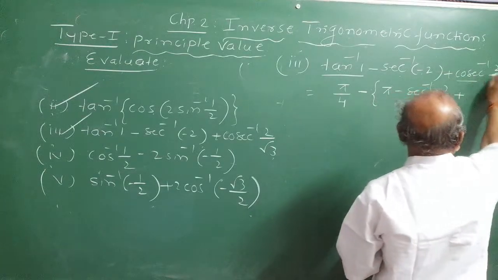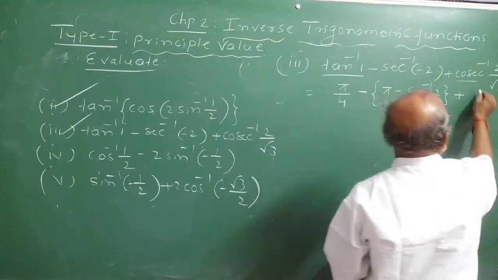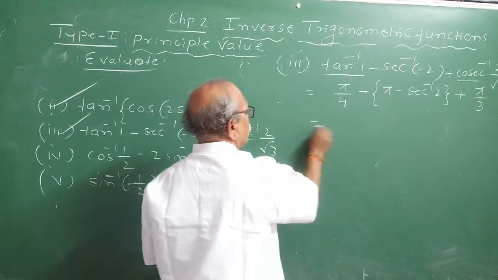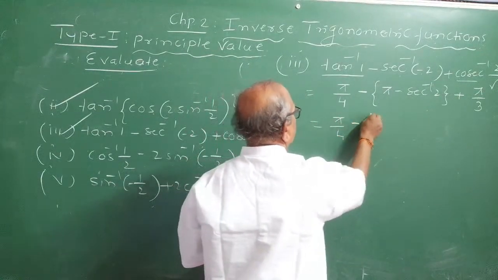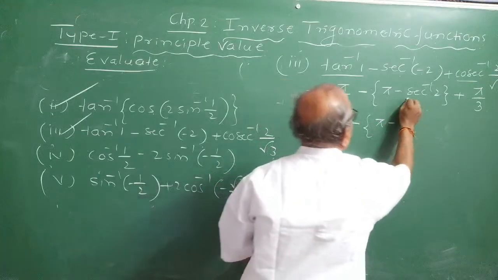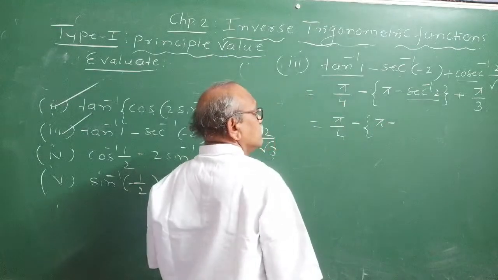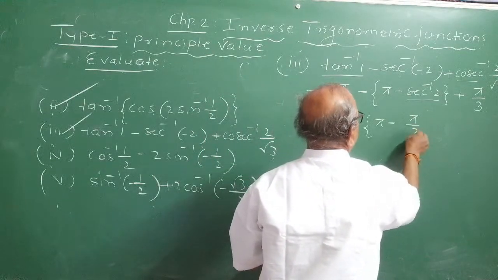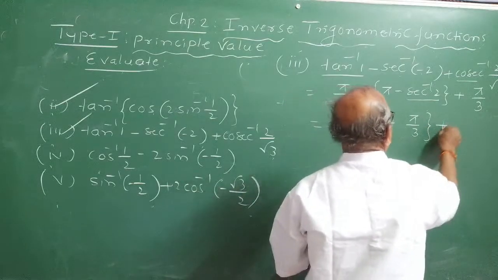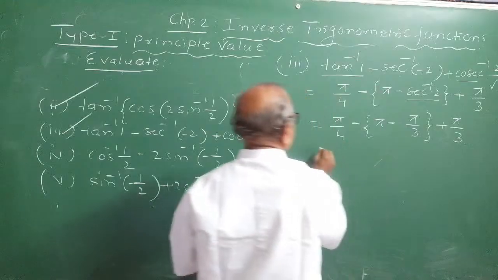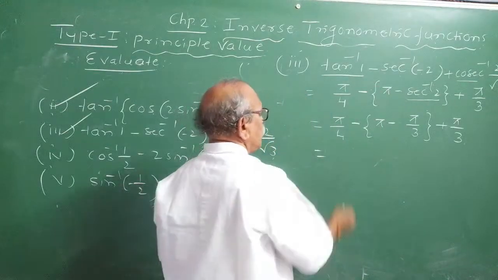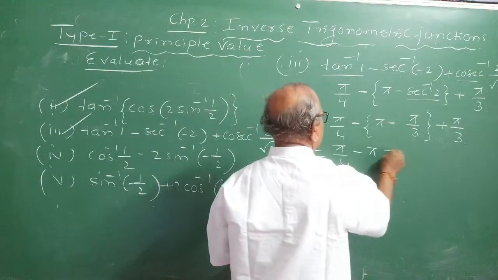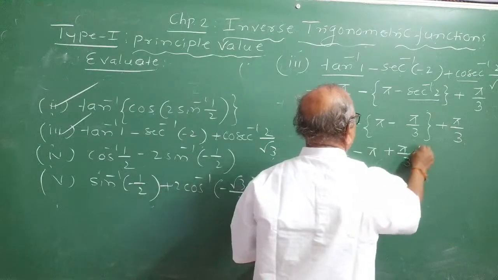For what angle of the cosec you get 2 by root 3? It is 60 degree. 60 degree can be written as pi by 3. Study the problem. Pi by 4 minus into bracket pi minus, for what angle of the sec you get 2? It is 60 degree, which means pi by 3. Plus pi by 3. Simplify and find the principal value. You can write it as pi by 4, remove the bracket, minus pi, minus into minus is plus pi by 3, plus pi by 3.